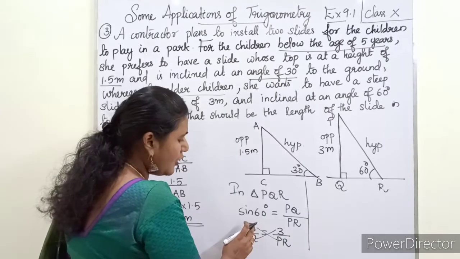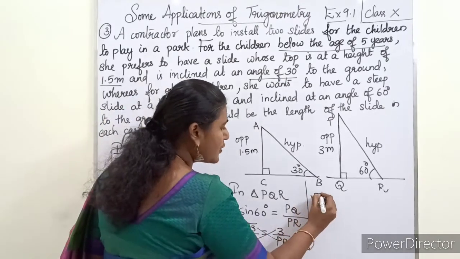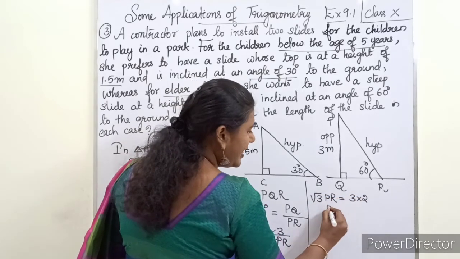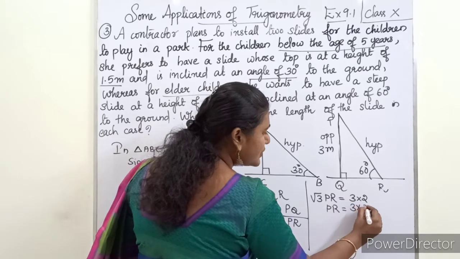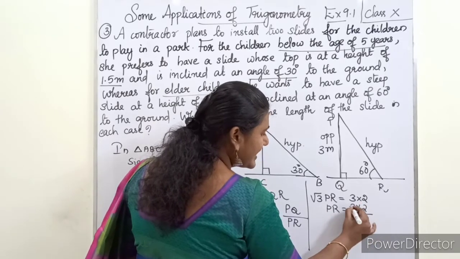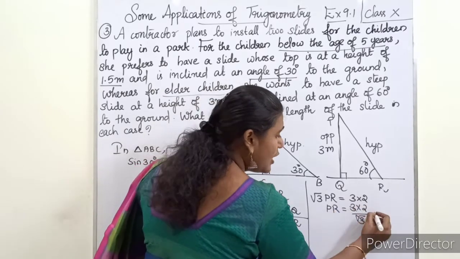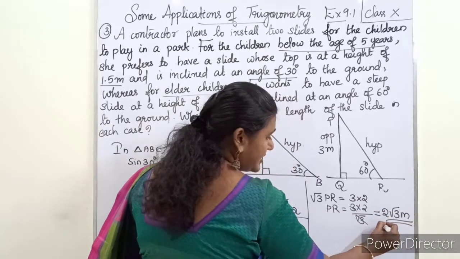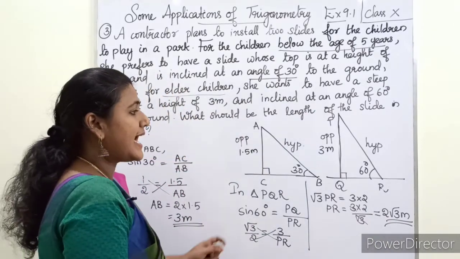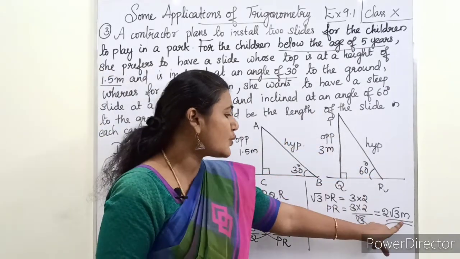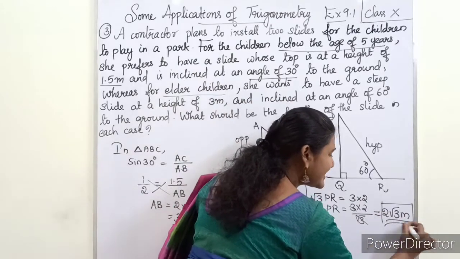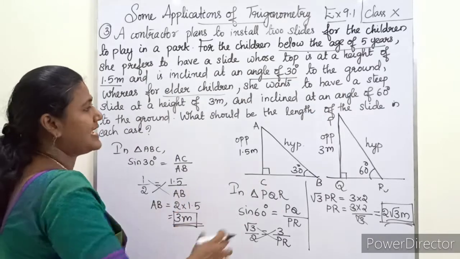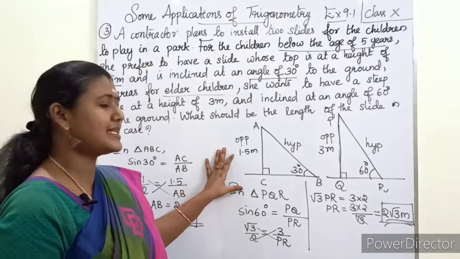So root 3 PR is equal to 3 into 2. So PR is equal to 3 into 2 by root 3. Here one root 3 will get cancelled. So the answer for PR is 2 root 3 meter. So the length of the slide in the second case is 2 root 3 meter, and this is the length of the slide in the first case. So in both cases we got the length of the slide.